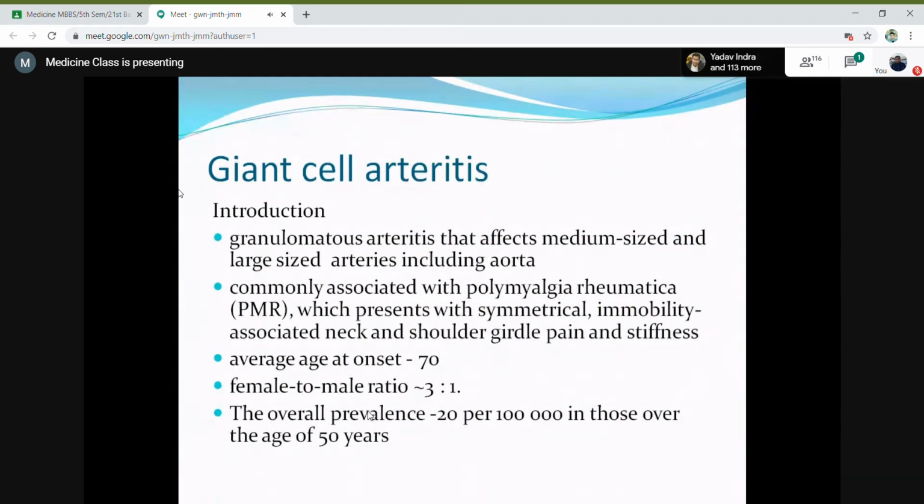In the introduction to giant cell arteritis, it is a granulomatous arteritis that mainly affects the medium and large size arteries, including the aorta. Most often it is associated with polymyalgia rheumatica, which presents with asymmetrical immobility, neck and shoulder pain and stiffness. Average age of onset is 70 years. Again, it is three times more common in females than in males, and overall prevalence is around 20 per 100,000 population in those over the age of 50 years.